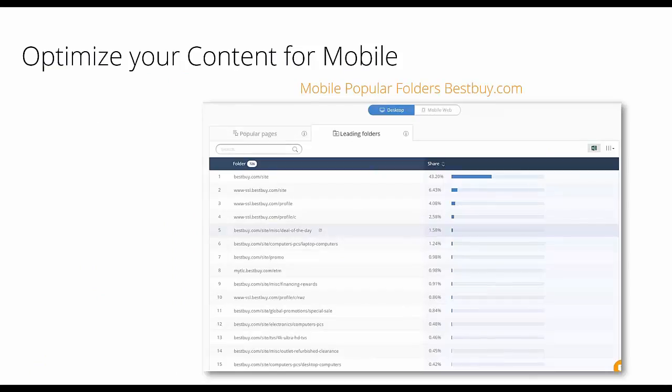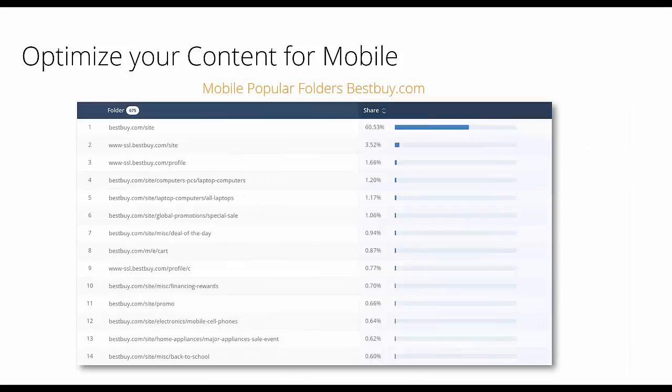But what we see is different popular items. If we're looking at popular folders in Best Buy, we see deals of the day, laptop computers, and sorry, this is for desktop. This is a slight typo. And if we look here at mobile popular folders, for people searching on mobile, we see mobile cell phones and major appliances. Why were cell phones visible here and not visible on desktop?